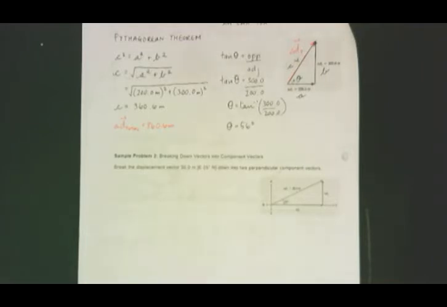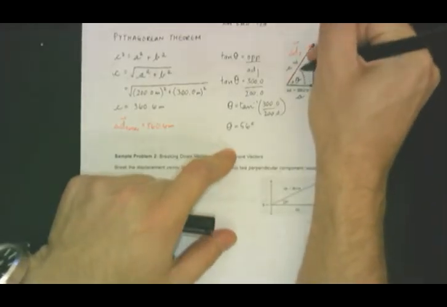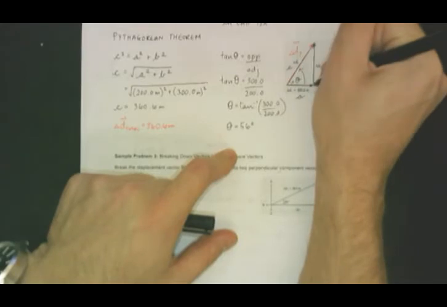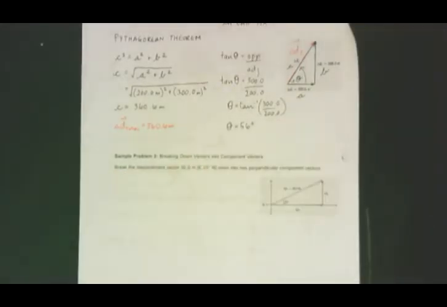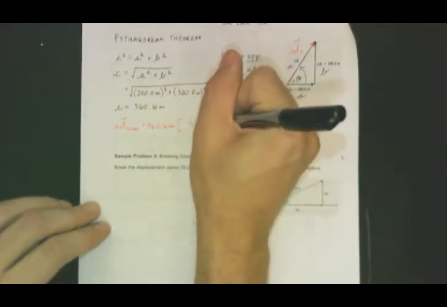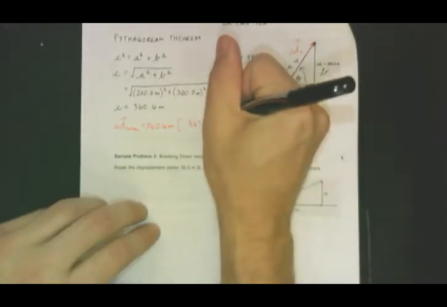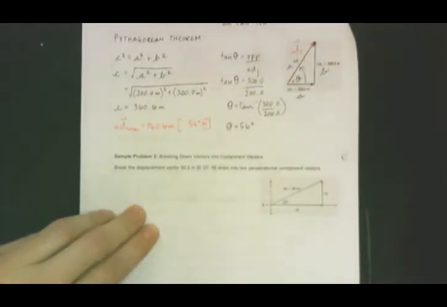Okay, so we found the angle, but we still haven't reported the direction. How do I report what direction this is? If you take a look, this red line is 56 degrees up from the horizontal. What direction is that? How do I report that? Alexa? Good. 56 degrees to the north of east.